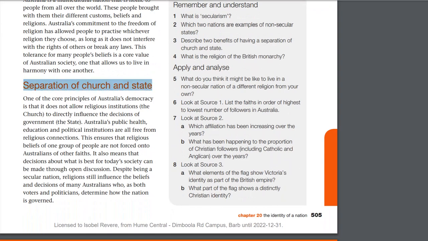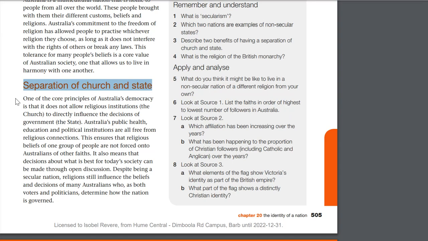And then finally, separation of church and state. One of the core principles of Australian democracy is that it does not allow religious institutions, so the church, to directly influence the decisions of the government, which is the state. Australia's public health, education, and political institutions are all free from religious connections. This ensures that religious beliefs of one group of people are not forced onto Australians of other faiths. It also means that decisions about what is best for today's society can be made through open discussion.